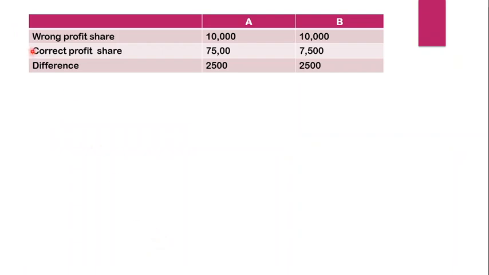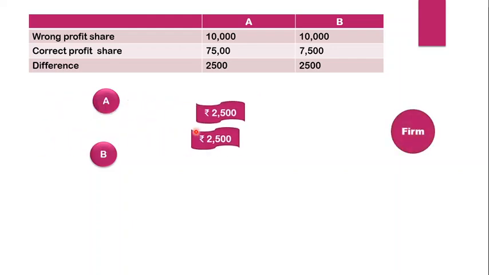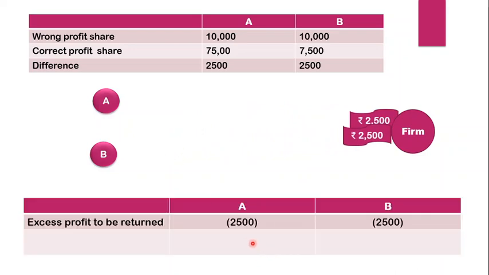So if I see here, the wrong profit share is 10,000 and the correct profit share is 7,500, and the difference comes to 2,500. That means A and B have an excess of 2,500 of profit. They have to pay this money back to the firm. Okay, so in their account it will be deducted. I'm showing it in a bracket, that is minus; it's better to show it in brackets. So excess profit is returned by A and B, 2,500. Is this the position? Wait.